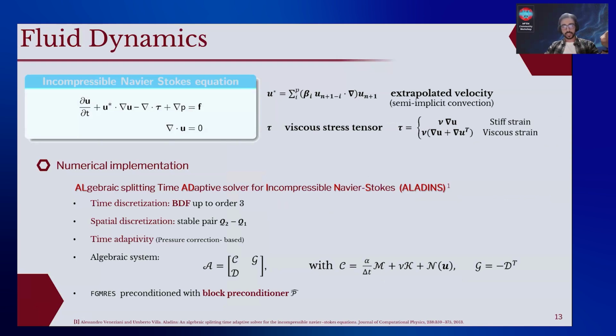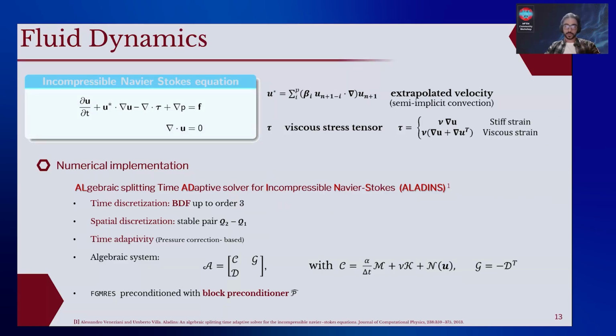Last but not least, we have the fluid dynamics solver. So the blood is considered as an incompressible Newtonian fluid, so we're solving the incompressible Navier-Stokes equations. The solver that we use is essentially an MFEM updated version of an old solver from our group, this Aladdin solver. We use a semi-implicit convection term.